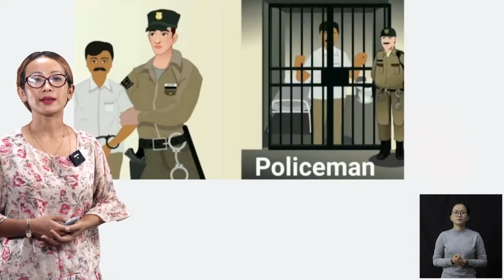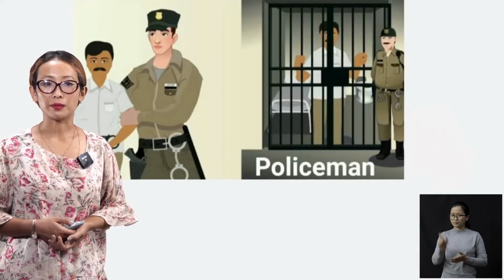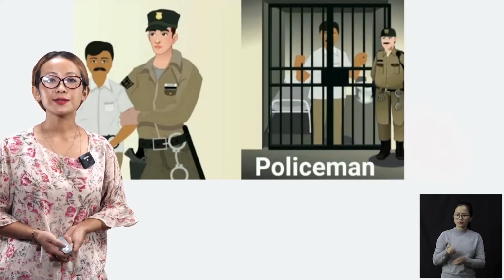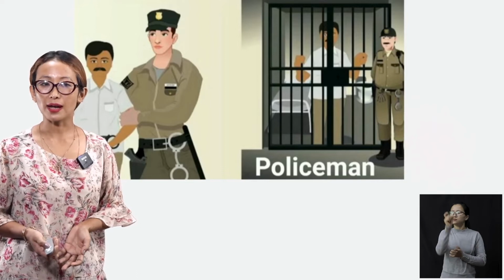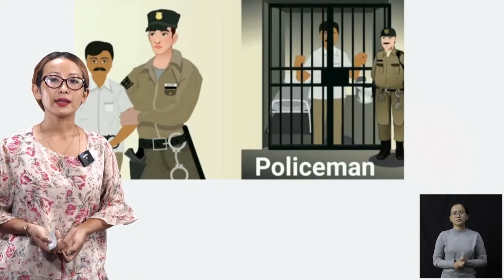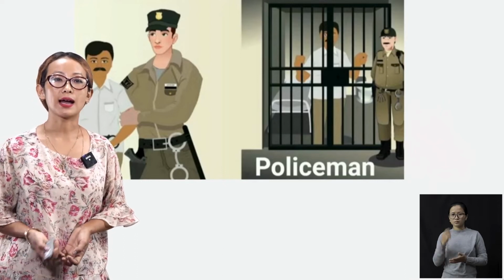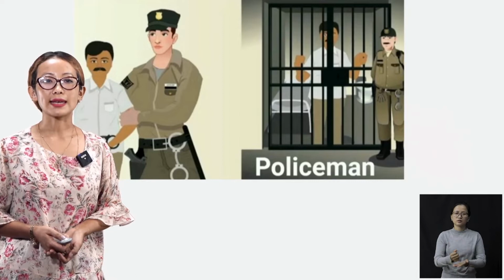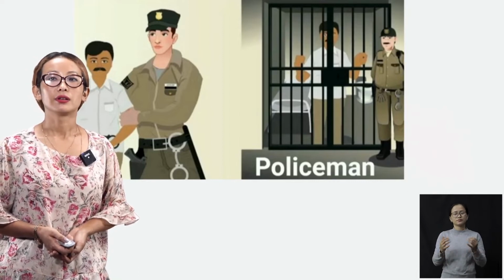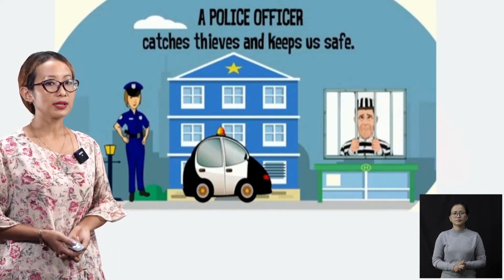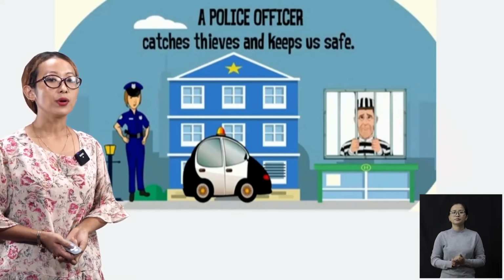Next is a policeman. A policeman is a community helper. A policeman helps us by catching the thieves and helping us to stay safe. A policeman is a person who helps us by catching the thieves and also helping us to stay safe in our locality. A policeman works in a police station.